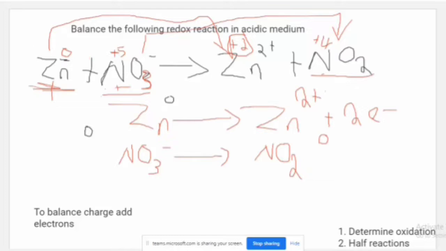Okay, we can proceed to the next half reaction. All right, so the oxidation half reaction is balanced.